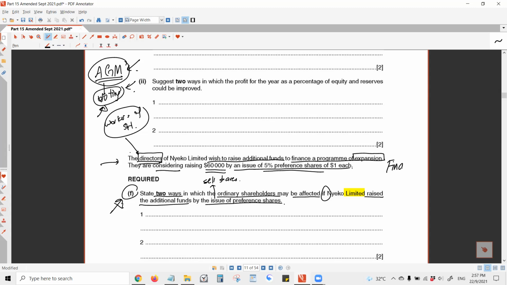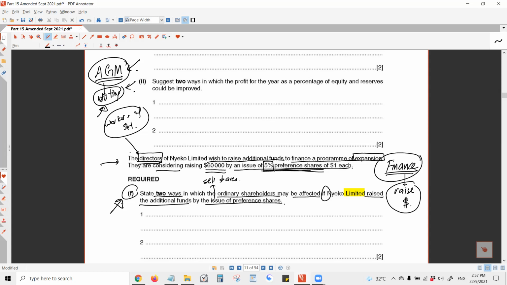In the future, if you study a subject known as finance, finance means you are trying to raise money, to raise funds. You are going to study in detail the many options to raise money in a company, compare the pros and cons, then make a conclusion. That's a complex topic that we'll study in the future if you do a business-related course. So assume that this is the best option. They are considering issuing preference shares.